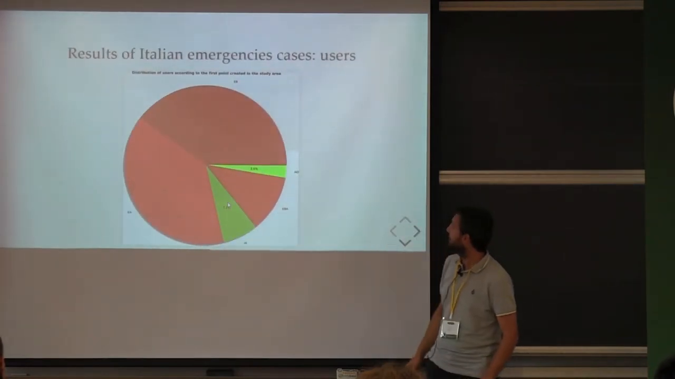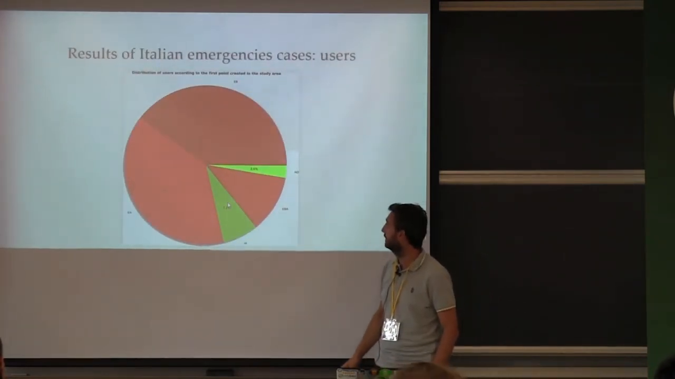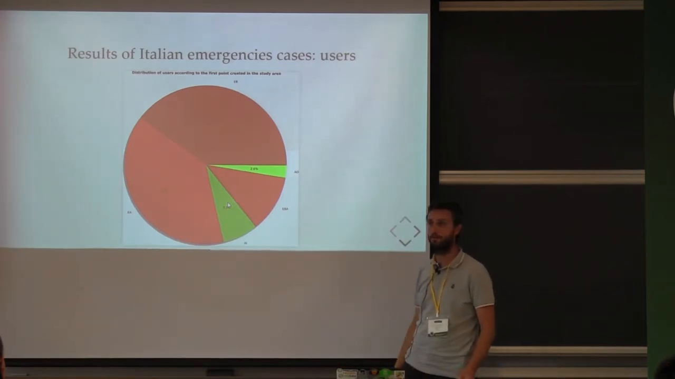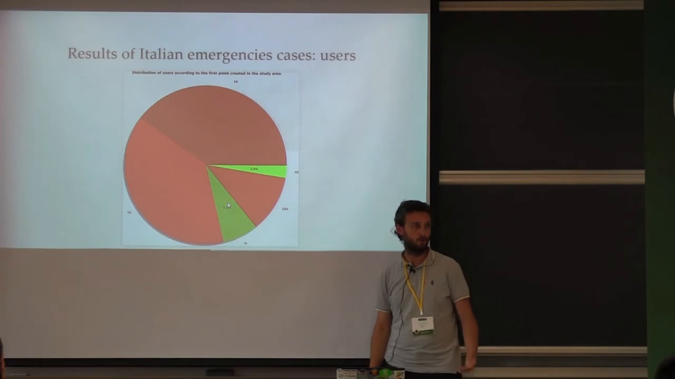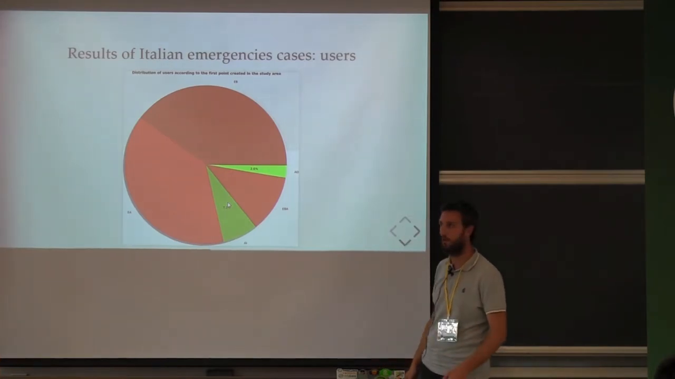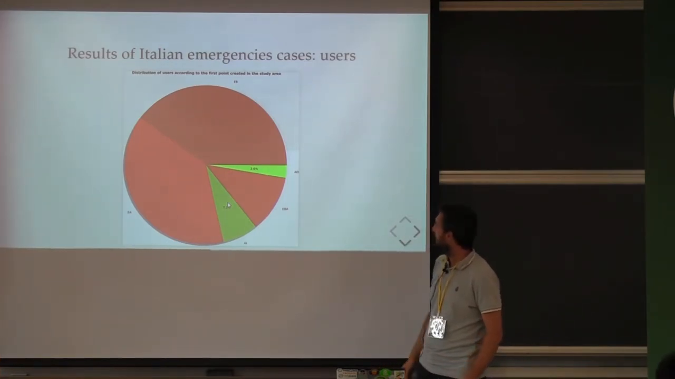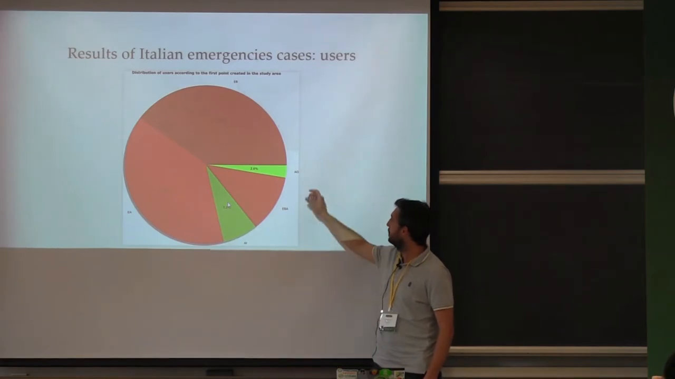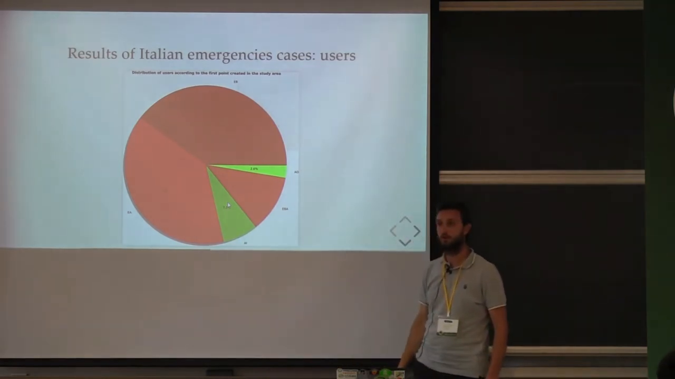As you can see, the majority were existing users, so people that already know how to map and how to help OpenStreetMap. And a lot of people map only before, and really few people start to contribute.